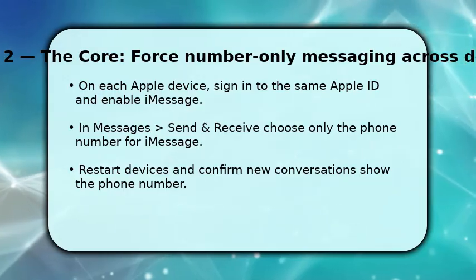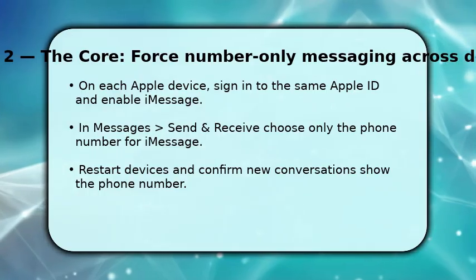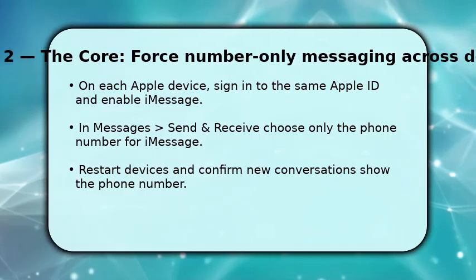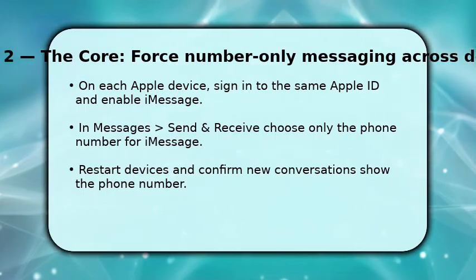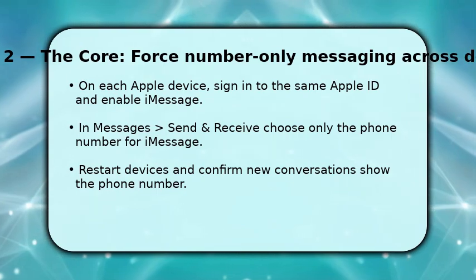Once updated, restart every device to refresh Apple's servers and cache. After restarting, start a new conversation with a contact to confirm the sender displays your phone number. This central change ensures new threads default to your number. Older threads may still show email until recreated.